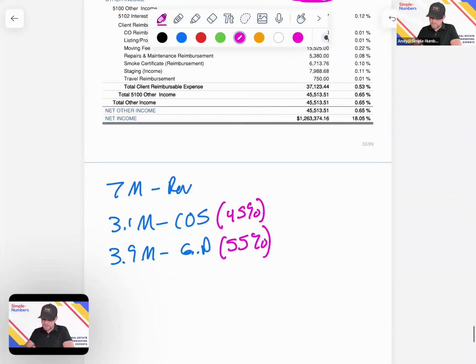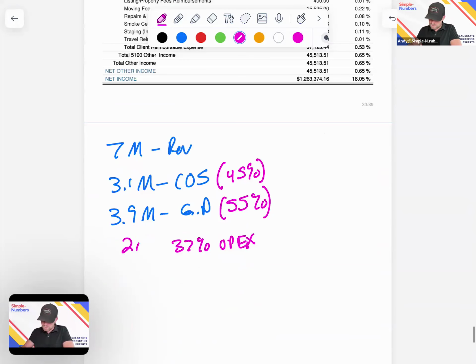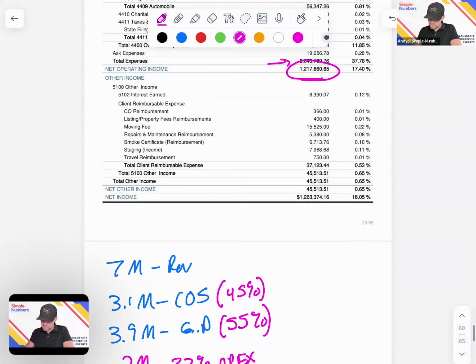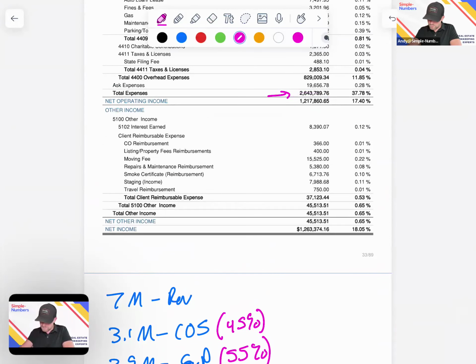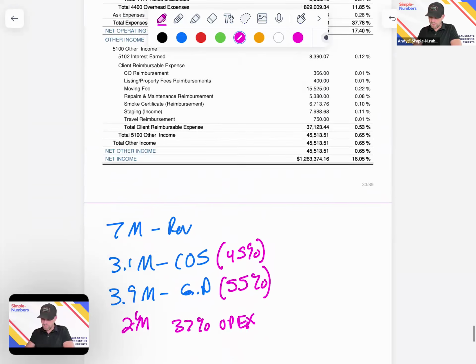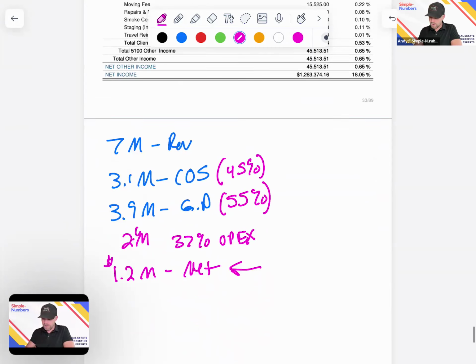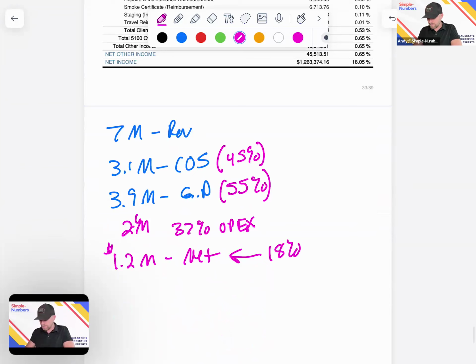Okay, they are spending 37% on operating expenses, which was just over 2 million. And then they were left with, let me just get that clear so we can see it. 2.6 million in operating expenses. And they were left with 1.2 to 1.3, 1.2 million in net profit. Okay, I'm rounding, so all the numbers don't always add up perfect here. But net profit, okay, which was almost 18%. So that's amazing on $7 million.